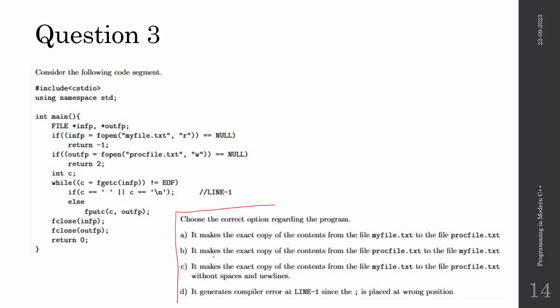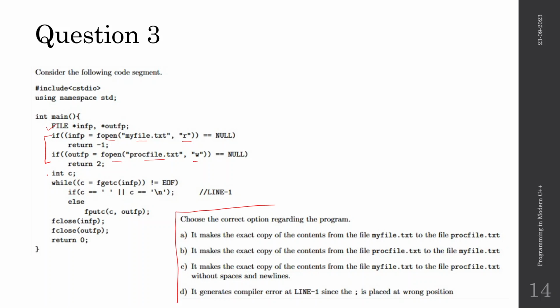So we have to describe the program. Here you can see that we have defined two file pointers, in file pointer and out file pointer, and in these two if blocks we are opening both the files. So we are calling fopen and the name of the file, fopen and the name of the file. One thing is that we are opening myfile in read mode and we are opening procfile in write mode.